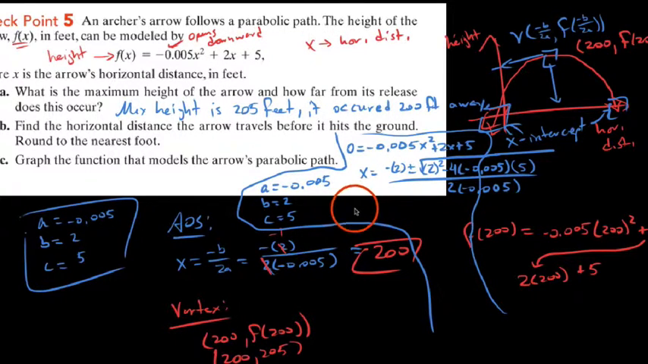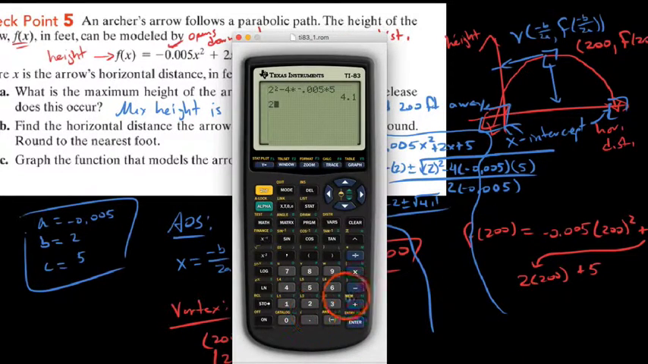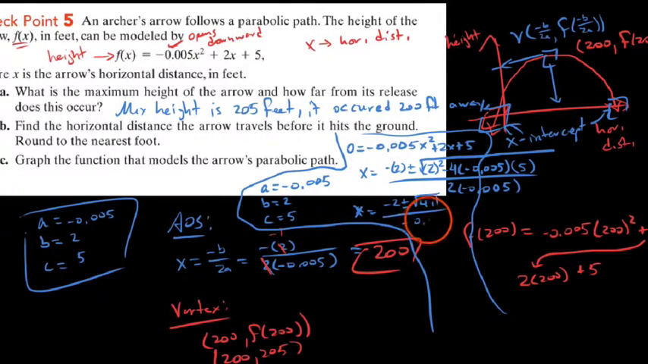So I'm going to simplify this here. There we go: negative 2 plus or minus the square root of 4.1, and this is all over 2 times this. If I just wanted to check that, 2 times negative 0.005, I'm going to get negative 0.01. So negative 0.01.